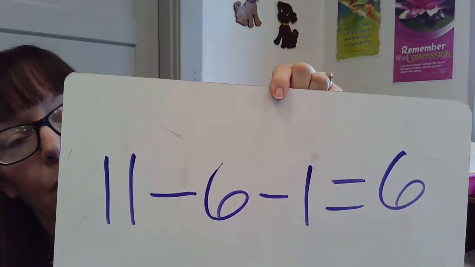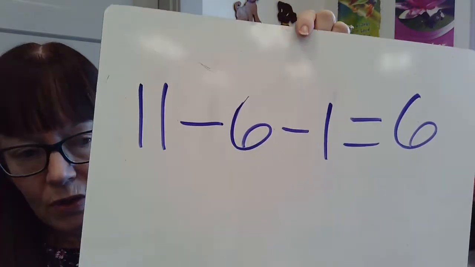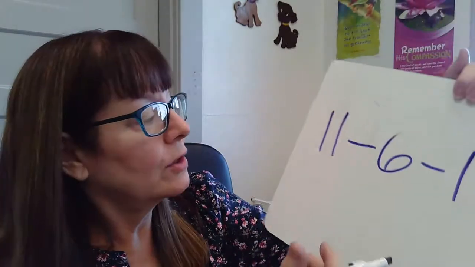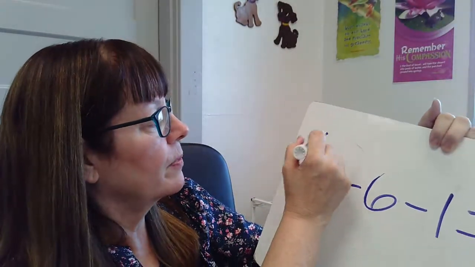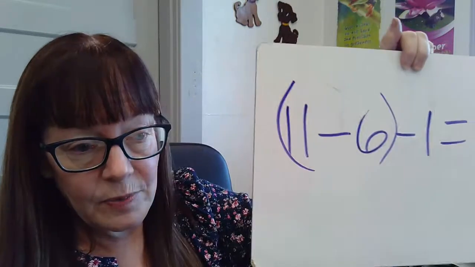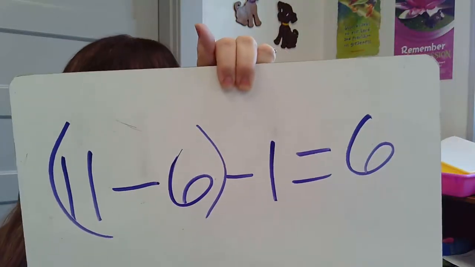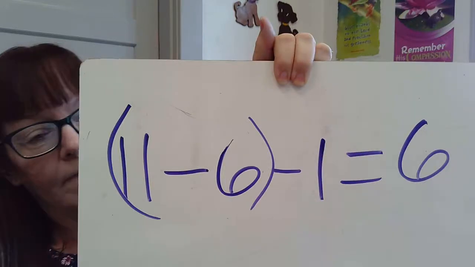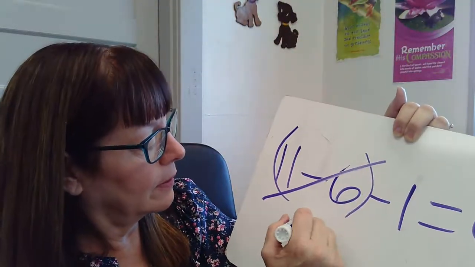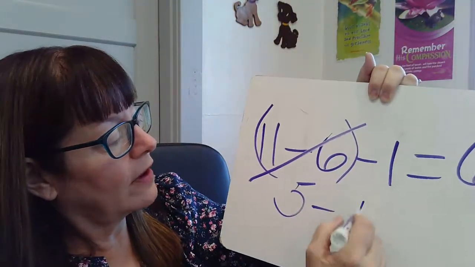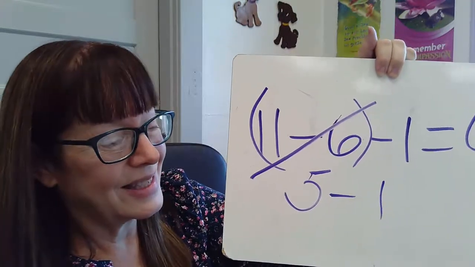So remember, parentheses scream, do me first. So we just have to try. I'll try this first. I'll put my parentheses here and see if that comes out to be 6. Well, what's 11 minus 6? Yep, it's 5. What's 5 minus 1? It's not 6.